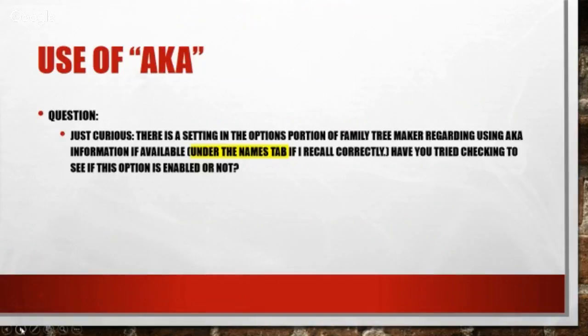So the question was, just curious, is there a setting in the options portion of Family Tree Maker regarding using AKA information, if available, under the Names tab? If I recall correctly, have you tried checking to see if that option was enabled or not? Well, the problem with the question is I don't know what the Names tab means. I'm sorry. I need to know the terms of what the program says. But it's got to do with the use of AKA.